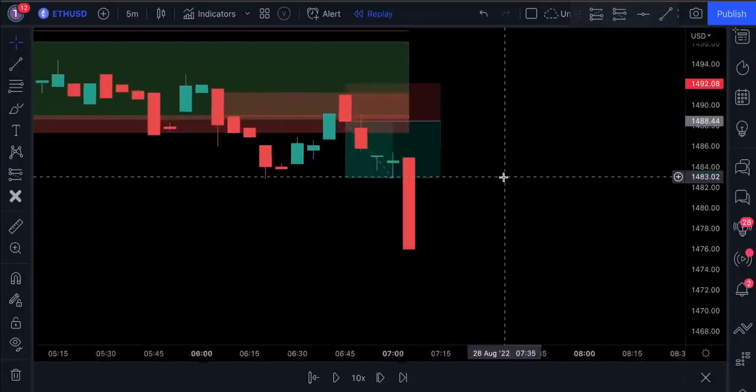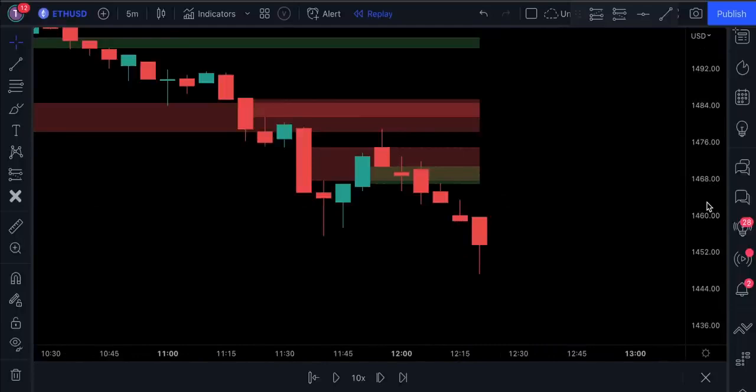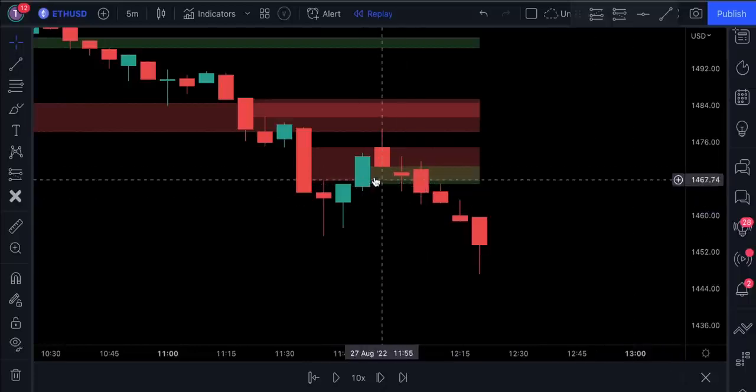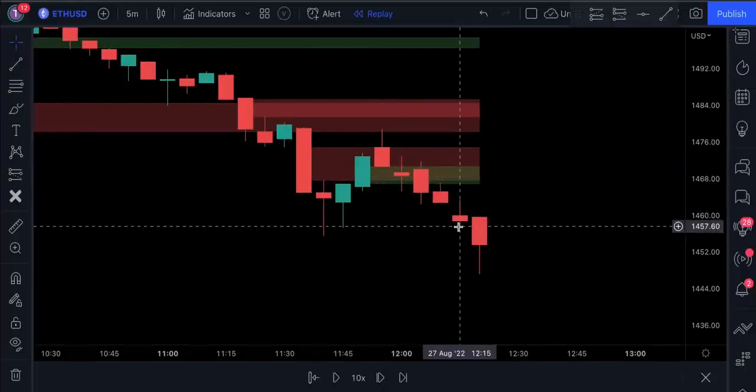Okay, let me give you some examples of invalid signals. In this example, we see that the most recent fair value gap was formed on this bullish candlestick. However, the market did not respect it and the price action broke below it. And as we already know, these conditions do not confirm the entry.